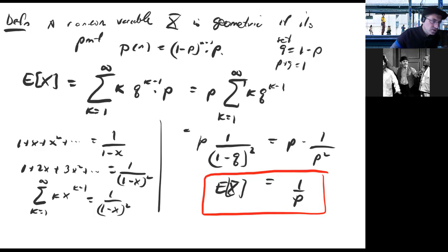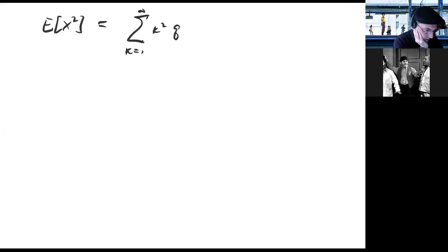I'm going to now turn to computing the variance, but in order to do the variance, I have to compute the second moment first. So that's my next step. Okay, so let's consider the expected value of X squared. That's the second moment. And by definition, that would be the sum, k goes from 1 to infinity of k squared q to the k minus 1 times p. And again, q is 1 minus p.